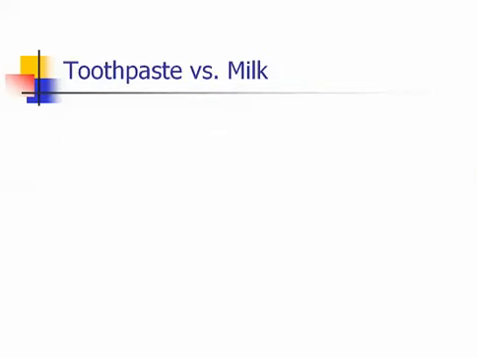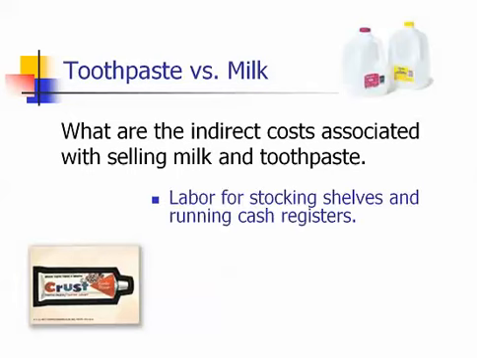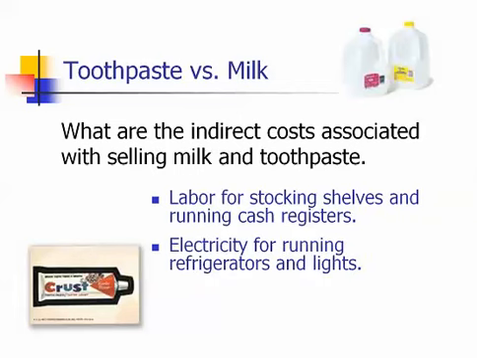What are the indirect costs associated with selling milk and toothpaste? Which product is likely to have higher indirect costs relating to labor, electricity, or spoilage? How should Walmart measure these costs and allocate them to each product? Again, to answer the first question, are we profitable, we only need to properly allocate cost over time. But to answer the second question, which products are profitable, we must allocate costs, indirect costs or overhead, over both time and across various products or jobs. So here are some examples of costs that might need to be allocated over time between the products.